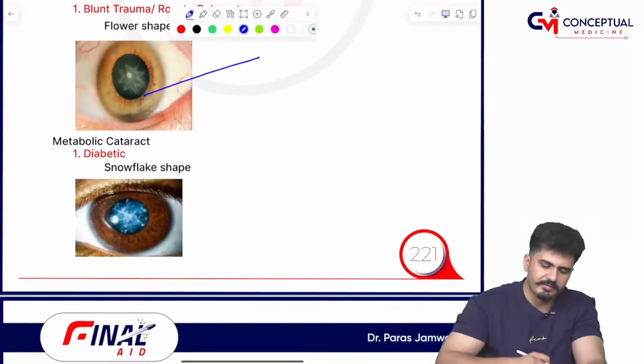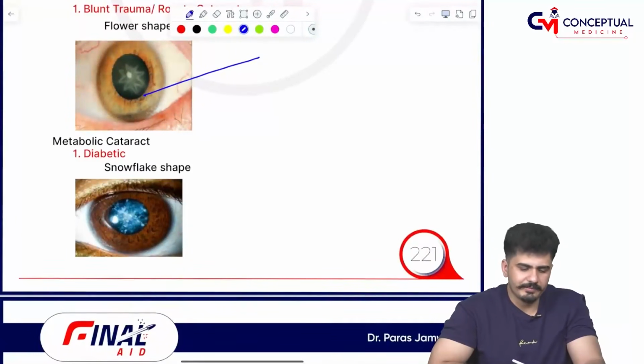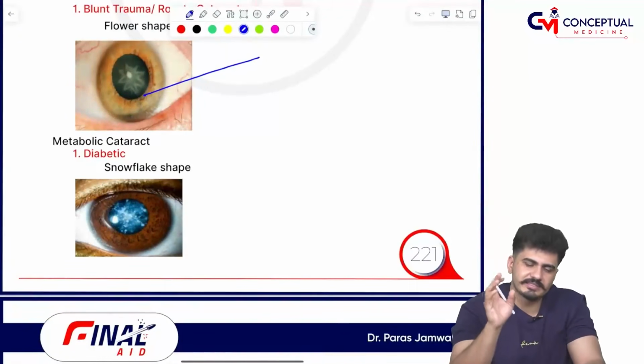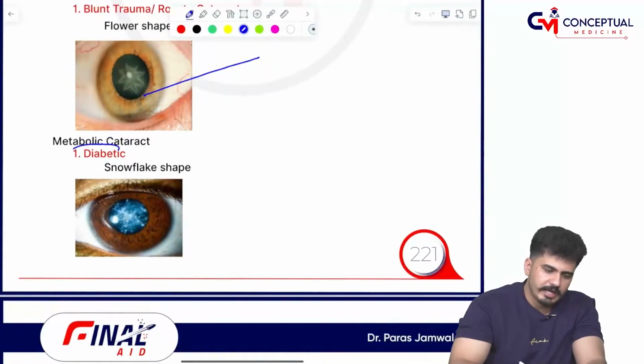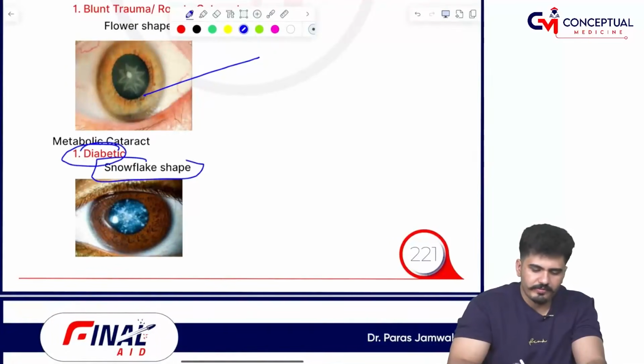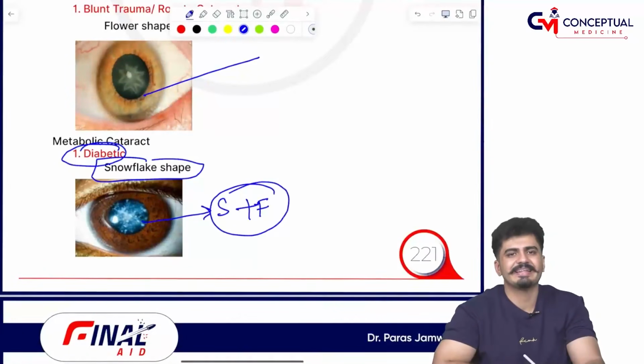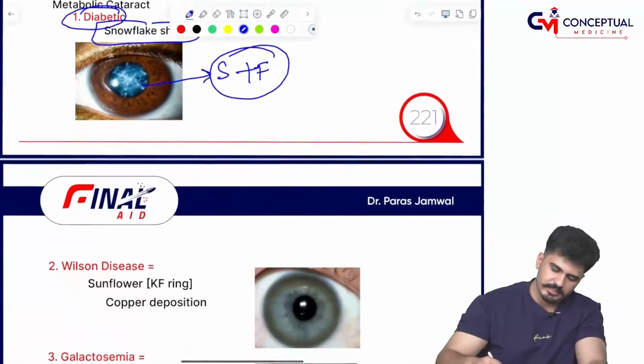Metabolic cataract, number one is diabetic. Sir, are all the cataracts sudden? All the cataracts are slow progressing. The only cataract which is sudden is the diabetic cataract. It is snowflake cataract. What is accumulated here? Sucrose plus fructose is accumulated in the eye, sir.